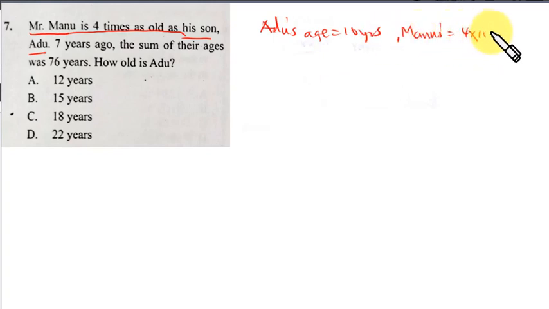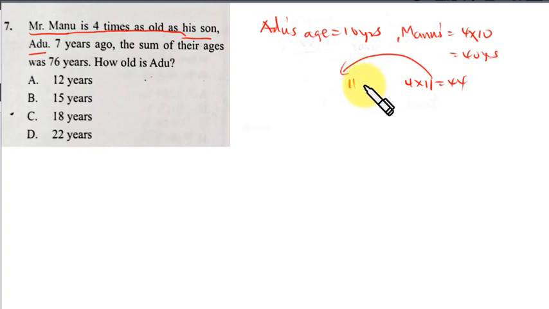So we look at the question again. Mr. Manu is 4 times as old as his son Adu. What does it mean? It means that if Adu's age is say 10 years, then Mr. Manu's age will be 4 times 10, 4 times the age of Adu, so that is 40 years. If Adu is 11 years, Mr. Manu's age will be 4 times 11, that is 44. So Mr. Manu's age depends on Adu's age. In other words, Adu's age is the independent variable and Mr. Manu's age is the dependent variable.